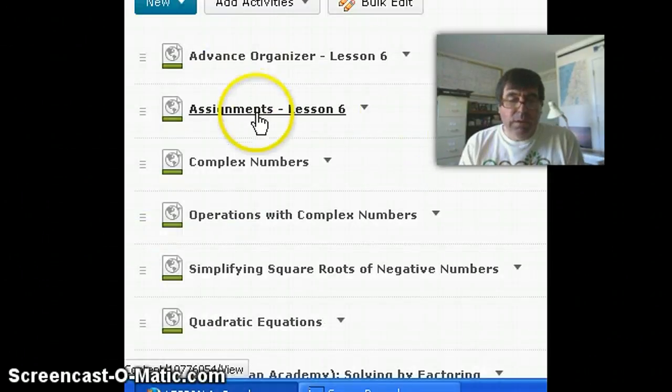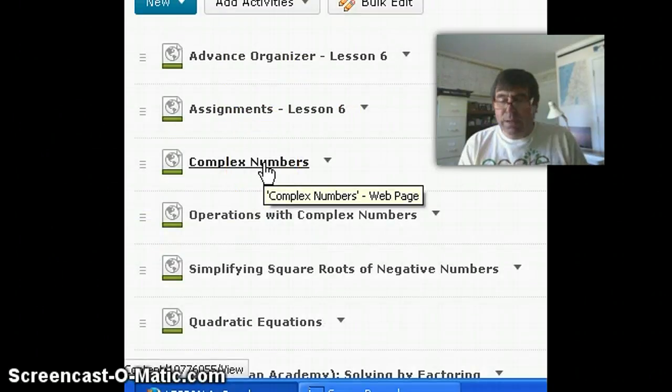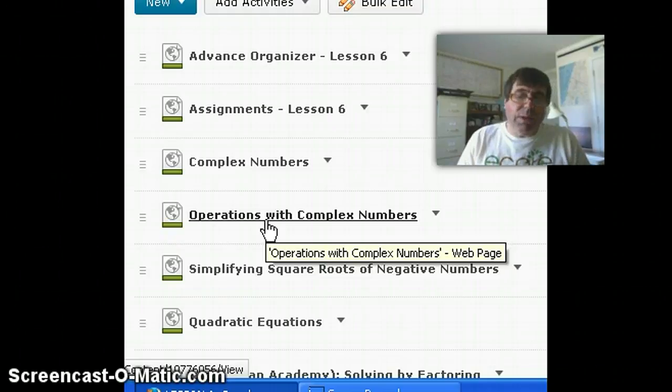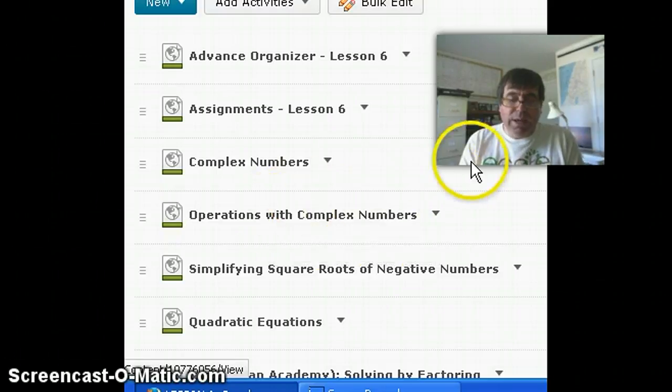Okay, so we just looked at these two. Another reading on complex numbers, very well written. Operations: add, subtract, multiply, and divide. The only problem you may have is dividing, so you're going to multiply by the conjugate to get rid of the i at the bottom.